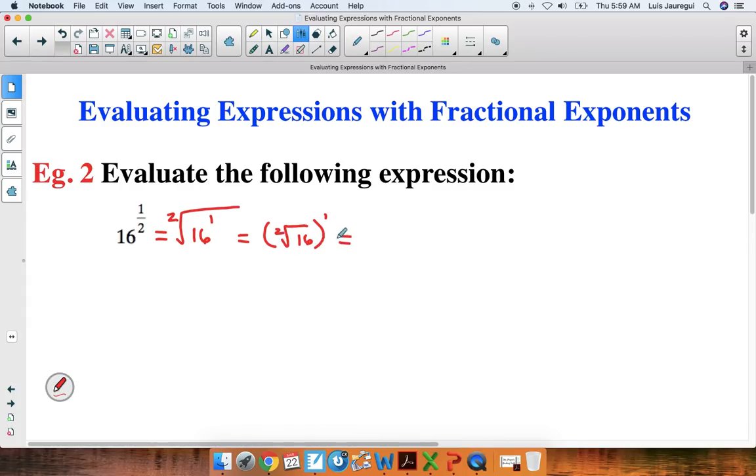The square root of 16 is just 4. Why? Because 4 times 4 gives you 16. And then we're going to raise that to the 1st power. Now, any particular base raised to the 1st power is itself, so this is simply 4. And you can conclude that 16 to the 1/2 is simply equal to 4.